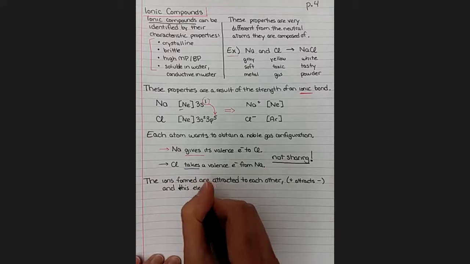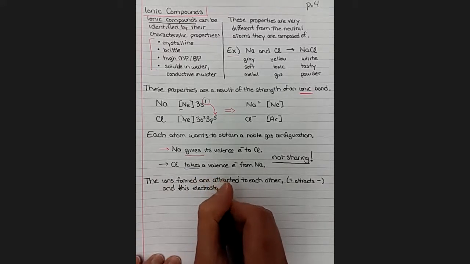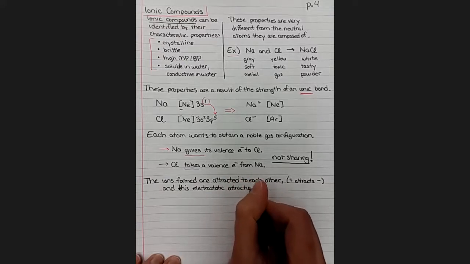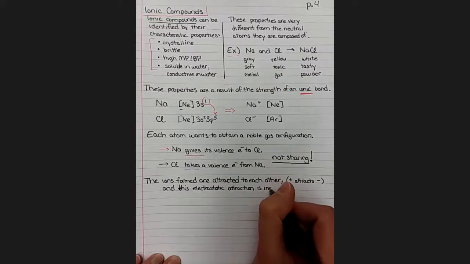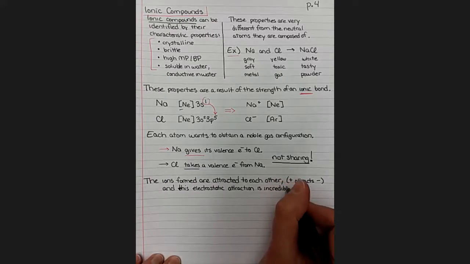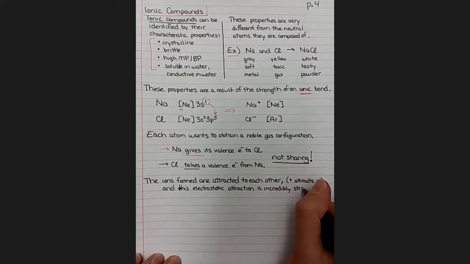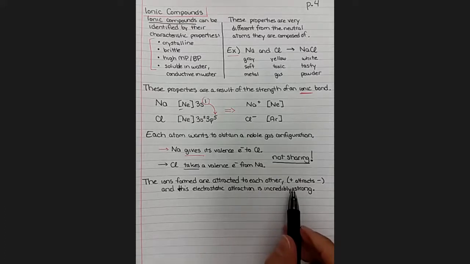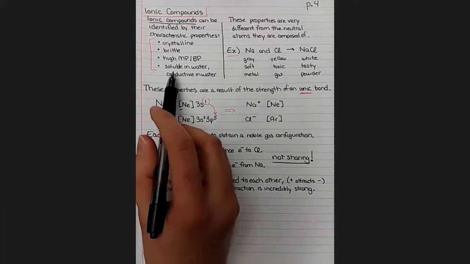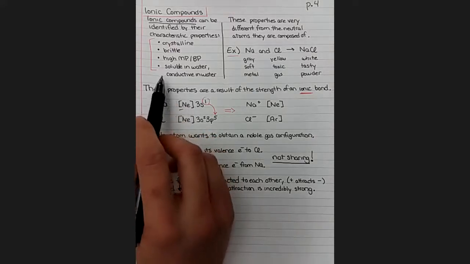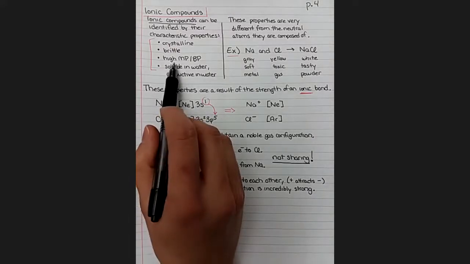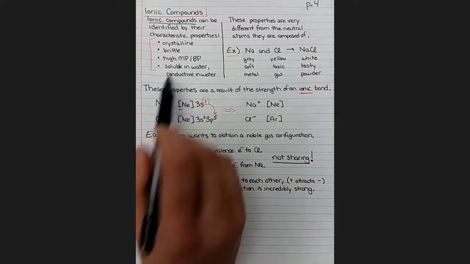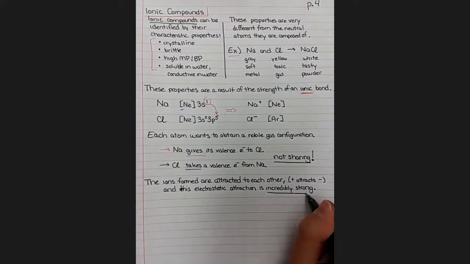So this electrostatic attraction is very, very strong. There is nothing stronger than a negatively charged thing attracting a positively charged thing. And so the strength of this electrostatic attraction between positive and negative is the reason for all these unique properties of ionic compounds. That extra high strength of the bond means that the melting point and the boiling point are very high, because a lot of energy is required to break that incredibly strong bond.